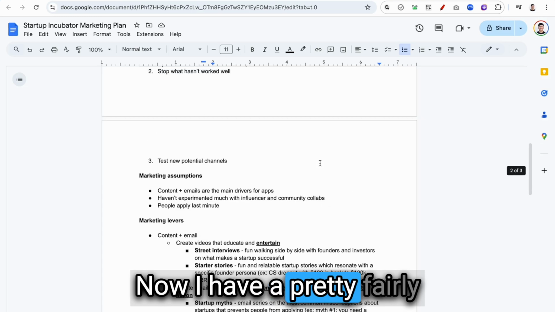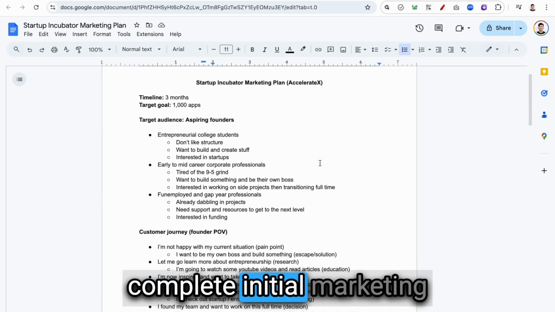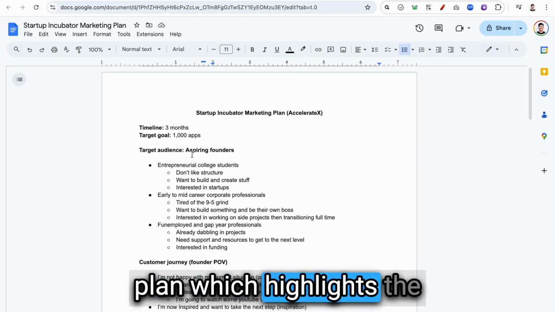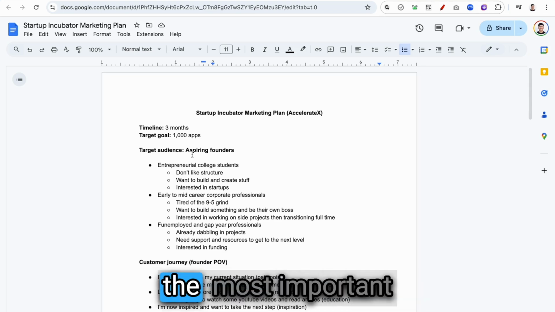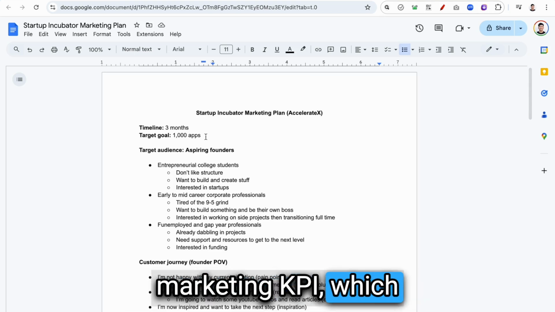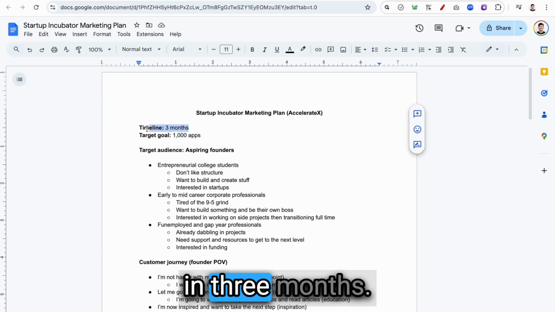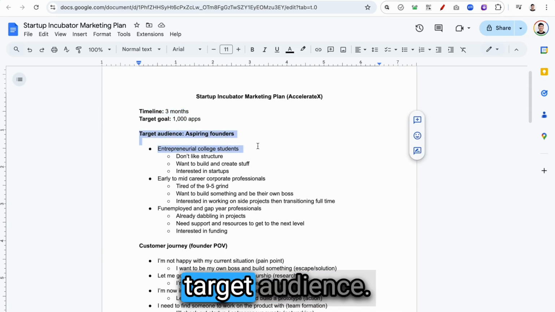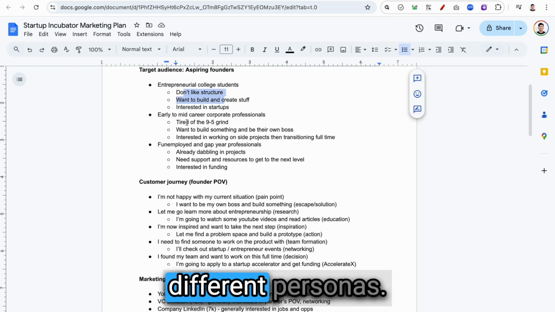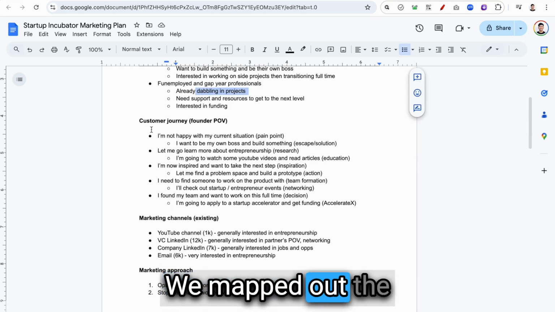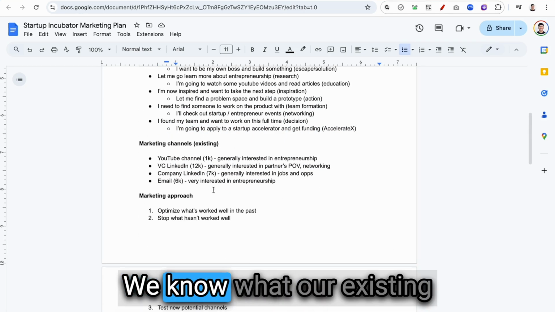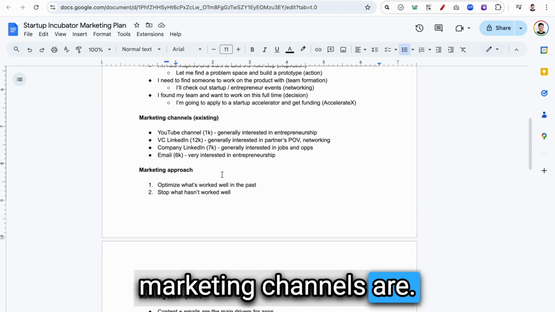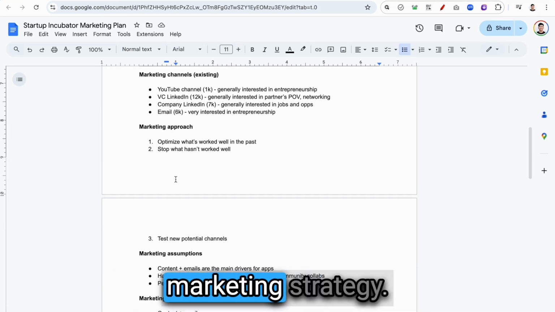Now I have a fairly complete initial marketing plan, which highlights the plan of action for the next 3 months to achieve the most important marketing KPI, which is 1,000 applications in 3 months. We have our target audience. We have the 3 different personas. We mapped out the customer journey from inception to decision. We know what our existing marketing channels are. We have a clear marketing strategy.